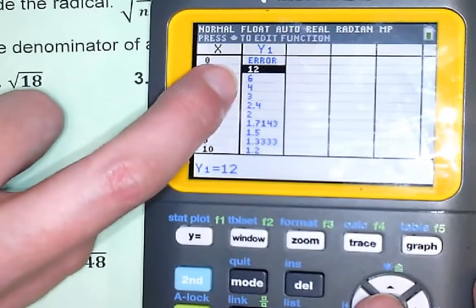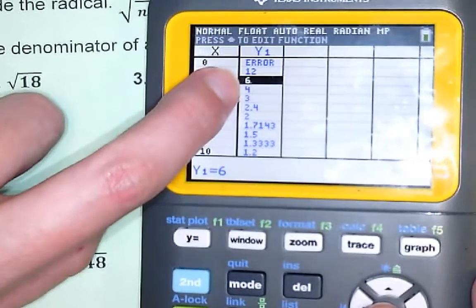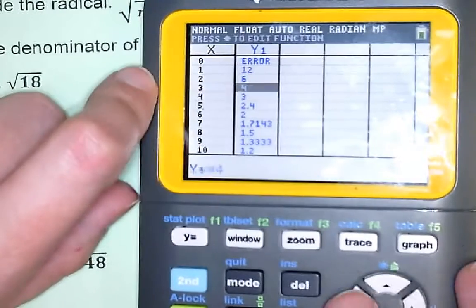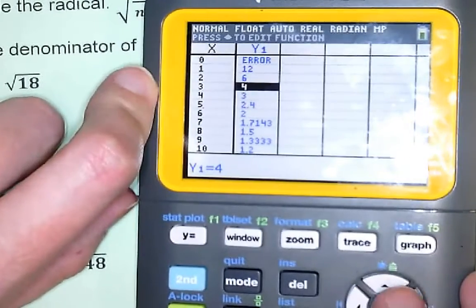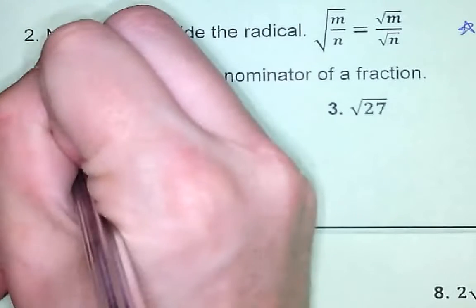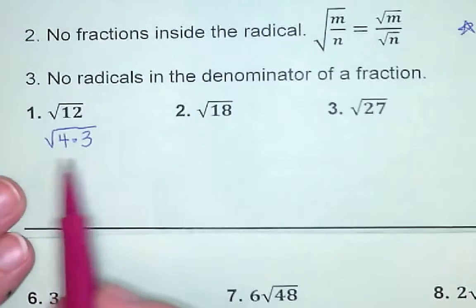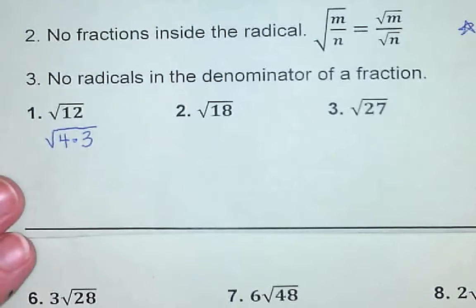But guys, is 12 a perfect square factor? No. What about 6? What about 4? Yes, it is. And my two factors are 3 and 4, or 4 and 3. So what I'm going to do is I personally like to write my perfect square first. You don't have to. That's just my preference, okay? I just always put my perfect square first, even if it's the smaller number or the bigger number, okay? And so then I say, okay, I can write 12 as the square root of 4 times 3.